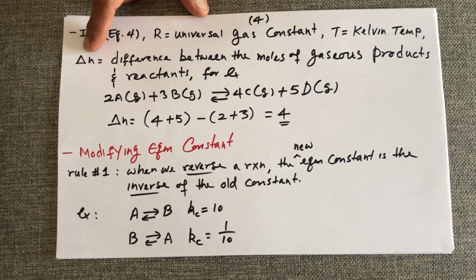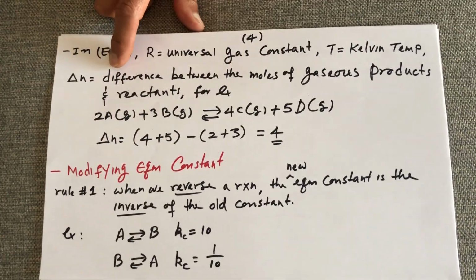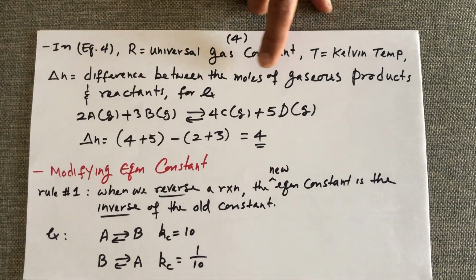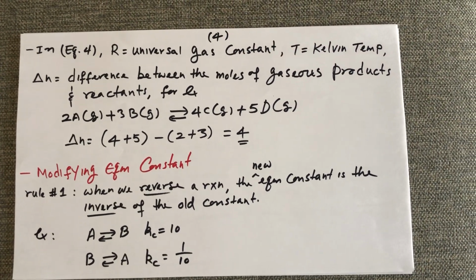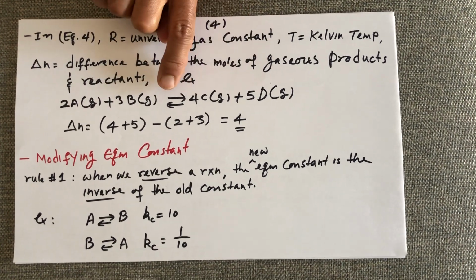And delta N, now this is a new thing. You haven't seen this thing before. Delta N is the difference, okay? It's the difference between the moles of gaseous products and reactants. For example, I have given an example here to calculate delta N.